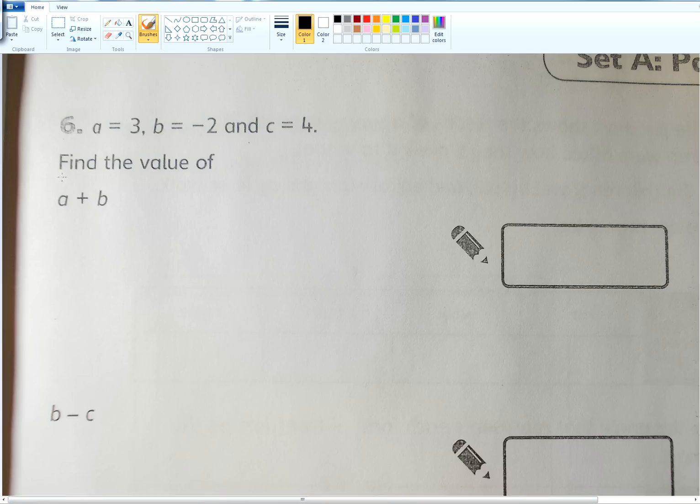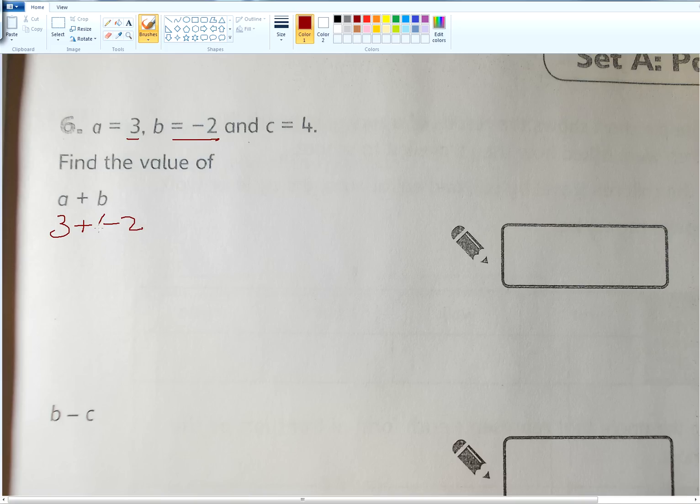Okay, right. Question number 6. A equals 3, B equals minus 2, C equals 4. And find the value of A plus B. So we are doing some substitution here. So the A value is 3. So under the A we put a 3. And then we're going to add the B value. B value is? Minus 2.